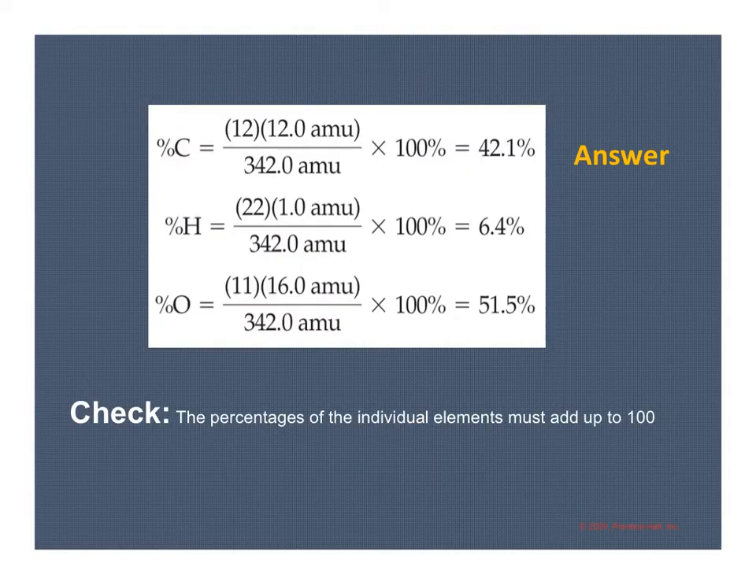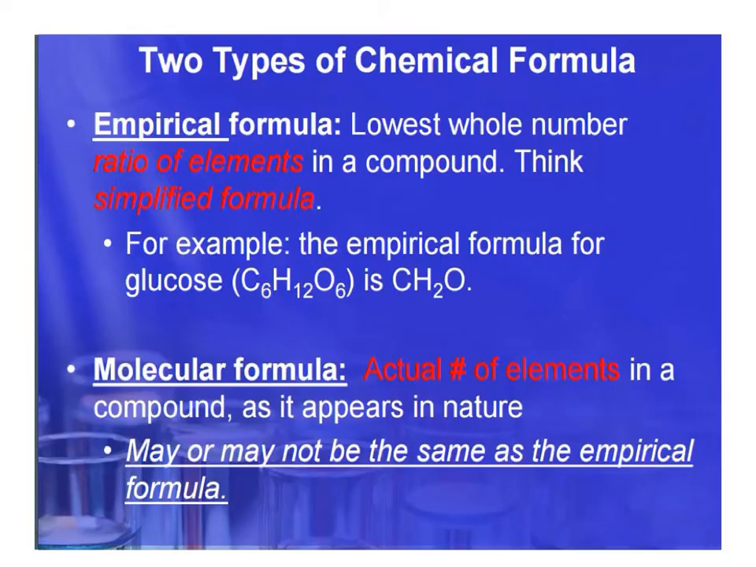So here we go. If you have time, it's always smart to do a double check, and the way to do that when you're doing percent calculations is to add up all the percents. They should add up to be 100. If you get it to be like 99.7 or 100.2, that's perfectly fine. That's just rounding and stuff.